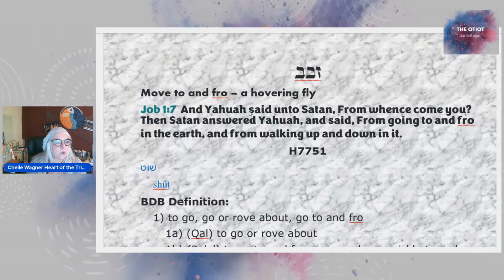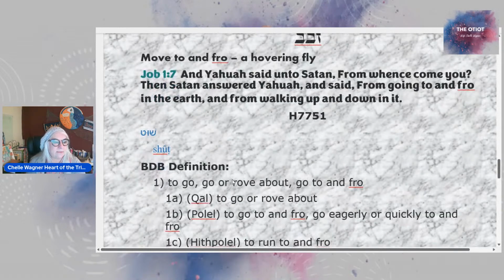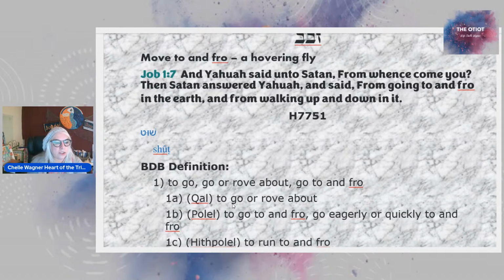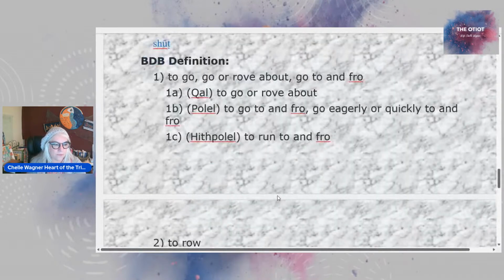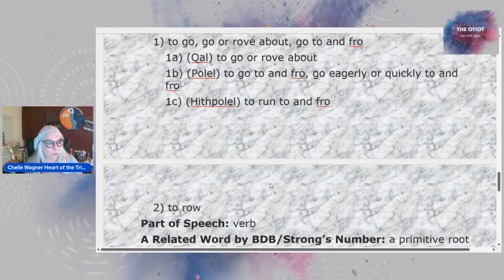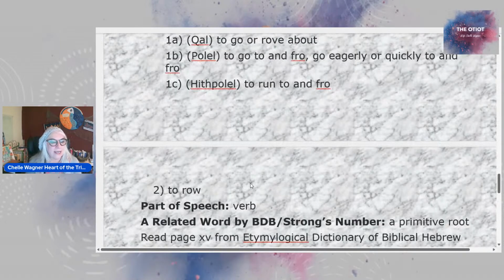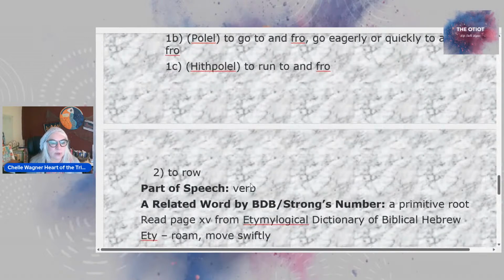Okay, so this word, when I looked up to and fro, the word is shoot. That is a shin, a vav, and a tet. Okay, and it is H7751 out of Strong's and Brown Driver Briggs. And it means to go or rove about, go to and fro, go eagerly or quickly to and fro, to run to and fro, to row, like if you were on a lake or a body of water. It is a verb, so it's an action. It is a primitive root.